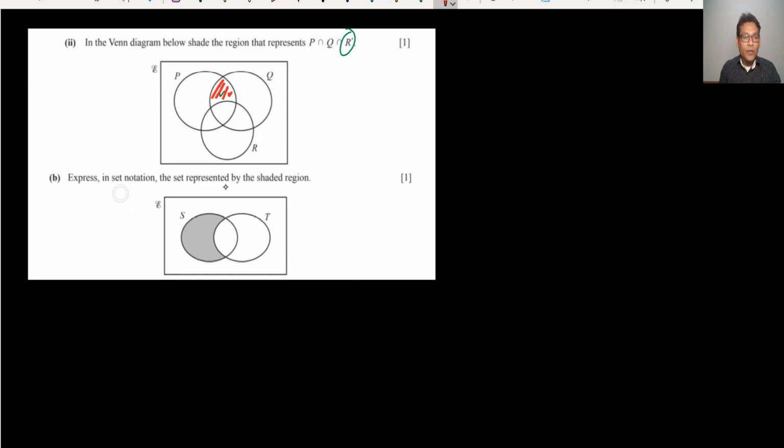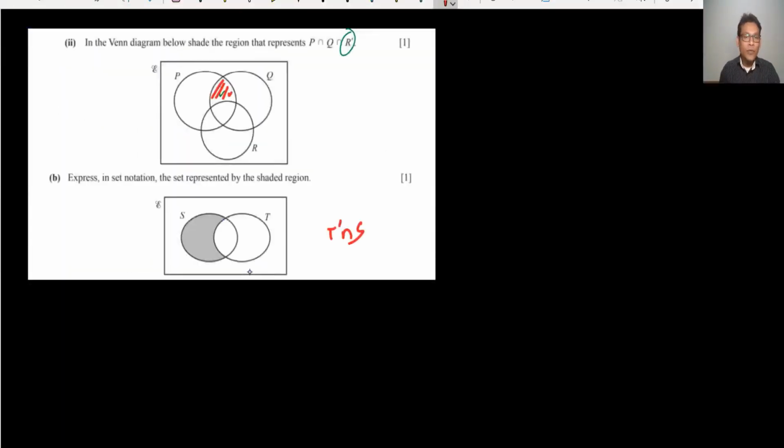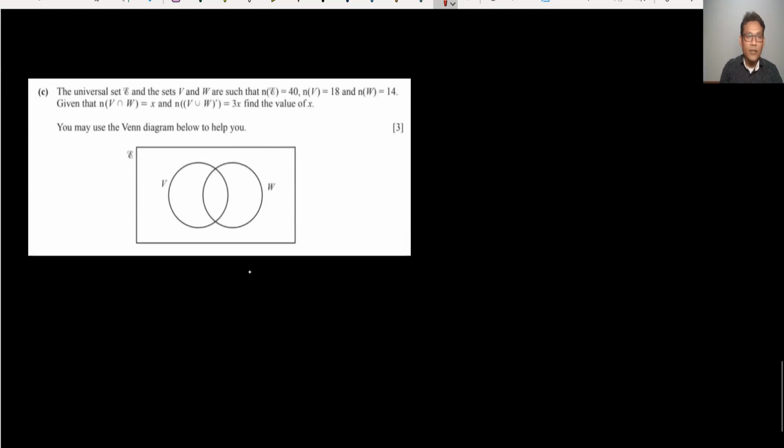Now, express in set notation. This is a very common question. This is actually T complement intersection S. So I think there is no problem. T complement intersection S, or even you can write it like this. So the next part is the last part.